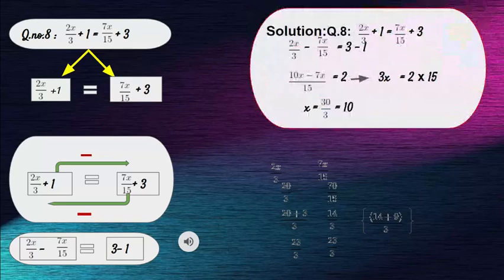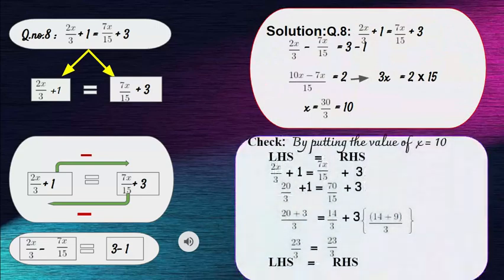Now we can check our answer by putting the value of x is equal to 10. Left side it is given 2x upon 3 plus 1. So putting the value of x is 10, then 2 into 10 upon 3 plus 1. 20 upon 3 plus 1. So 3 is the LCM, 3 should multiply with 1. So 20 plus 3 upon 3 is equal to 23 upon 3. So left side we got 23 upon 3.